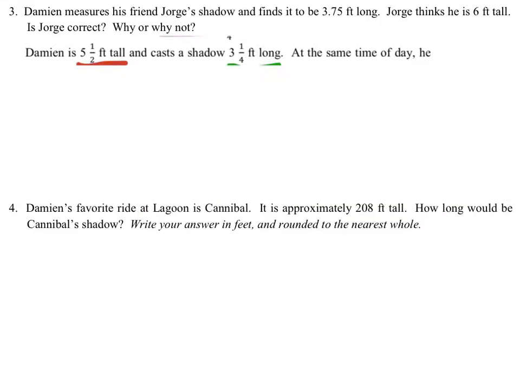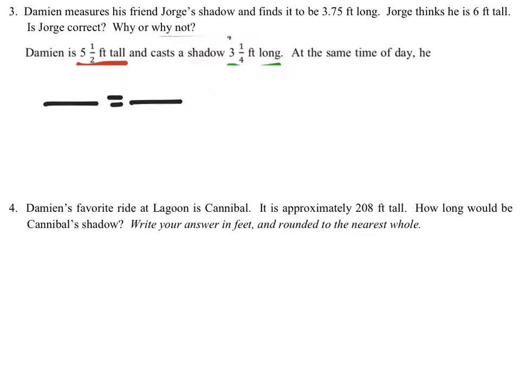Alright, Damien measures his friend George's shadow and finds it to be 3.75 feet long. George thinks he is 6 feet tall. Is George correct? Why or why not? Well, in order to find out, we'll need to create a proportion. And yes, for those of you wondering, they could just measure George's height and find out for sure, but it's a math class, so we're not going to do it that way.